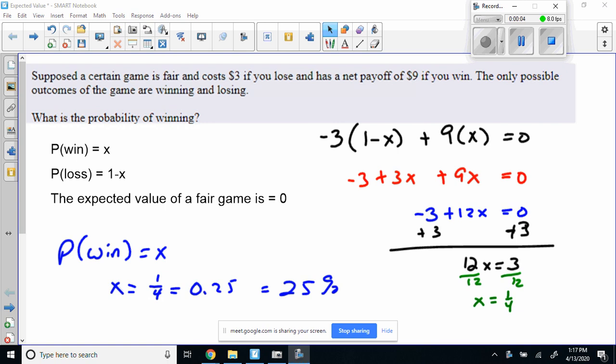This video will contain lessons about expected value. So we're looking at the first problem.